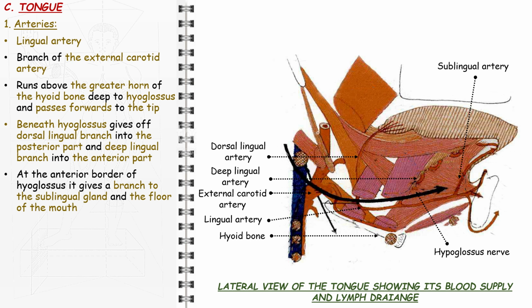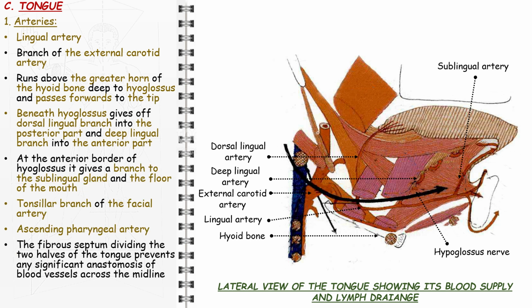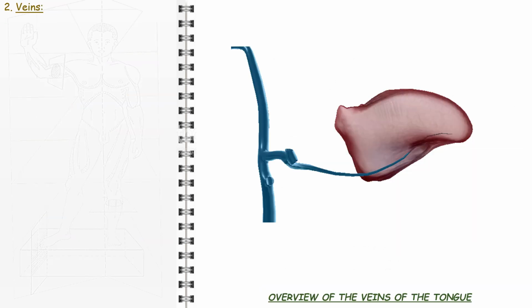The tonsillar branch of the facial and the ascending pharyngeal arteries participate more accessorily to the arterial supply of the tongue. The fibrous septum dividing the two halves of the tongue prevents any significant anastomosis of blood vessels across the midline. The veins accompany the arteries.